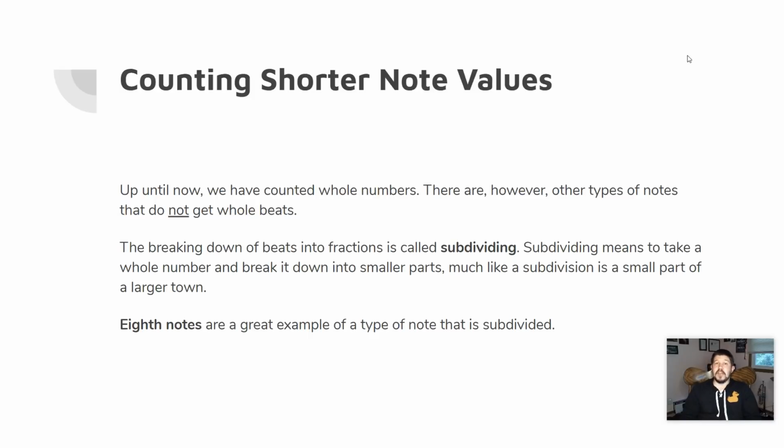This is something called subdividing. All right, so go ahead and say that word out loud right now. I'll say it, then you say it. Subdividing. All right, so subdividing means you are going to take a whole number and break it down into smaller parts. Think of like a city or a town. A subdivision where you might live, kind of like where I live, is a small piece of that town. So when you subdivide notes, you are going to break them down into smaller pieces from a larger number. So eighth notes are a great example of a subdivided note.